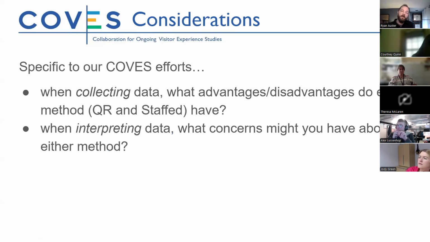So as you see the presentation of data that's to come, I want you to consider specifically these two questions in addition to anything else that jumps out at you. When you're thinking about COVES and you're collecting data, what advantages or disadvantages do either the QR or the staffed method have? And when interpreting your data, and perhaps when you're interpreting these next few slides, what concerns might you have about either the QR or the staffed data? And I will turn it over to Mallory.